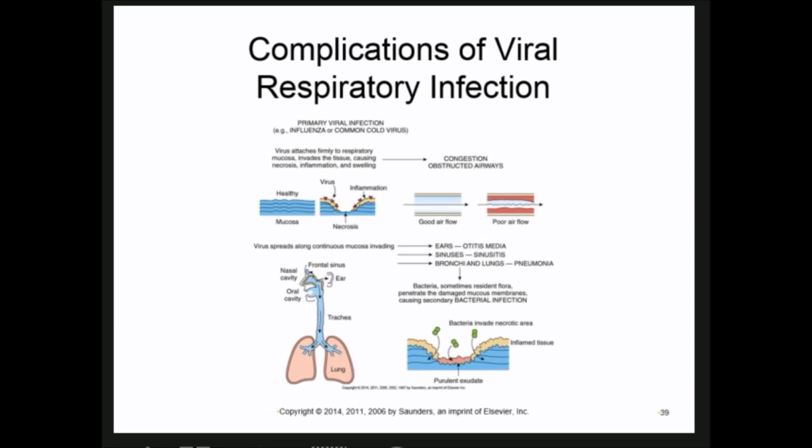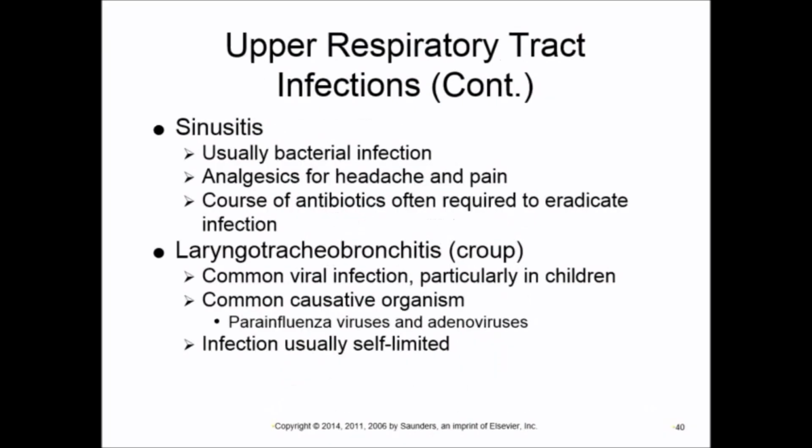So these are the complications. This is what happened. This is a mucosa. The virus actually starts to erode, okay, through the mucosa, inflame it. So you get congestion, you can't breathe well, and it can spread a little bit more, or because it is actually destroying the mucosa, any bacteria that's around can invade this part. So upper respiratory tract infection, sinusitis, it's usually bacterial.